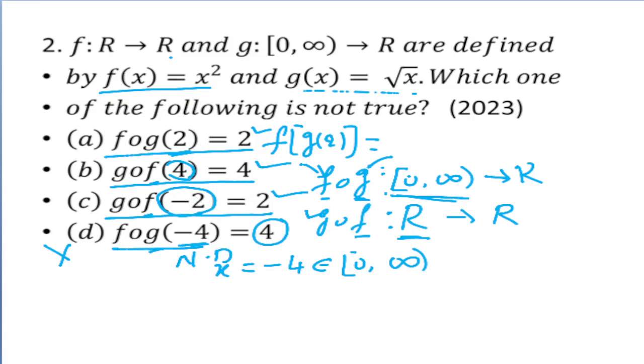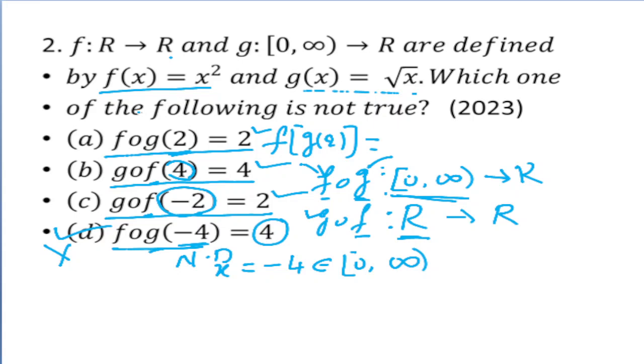So this is how, by knowing the domain of these functions, we can directly choose the option. Our answer is option D, which is not true. The remaining 3 may be true. We are not verifying that because it is not defined. Directly we can pick this solution.